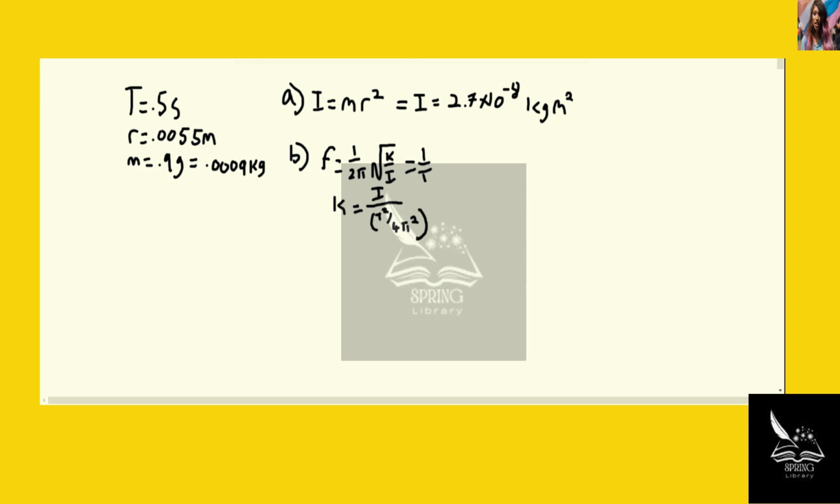Basically, you're just going to plug all that in, and you end up with the torsion constant is going to be equal to 4.3 times 10 to the negative 6th. And the units on this one, if you look at it, are going to end up being newtons times meters divided by radians.